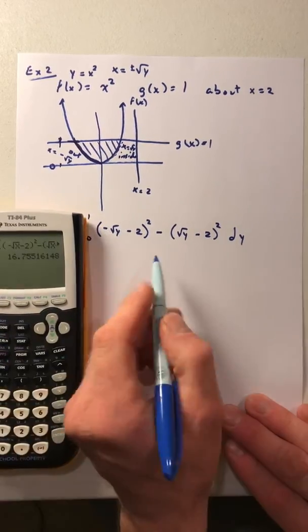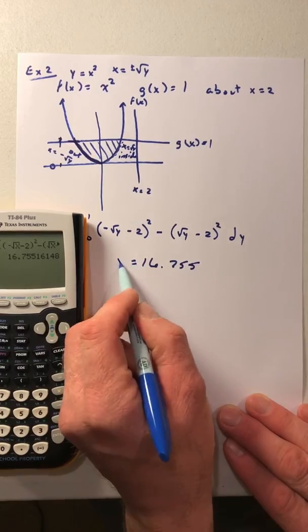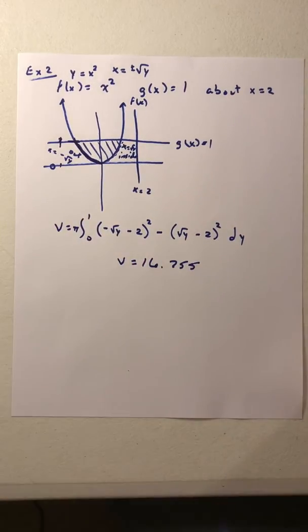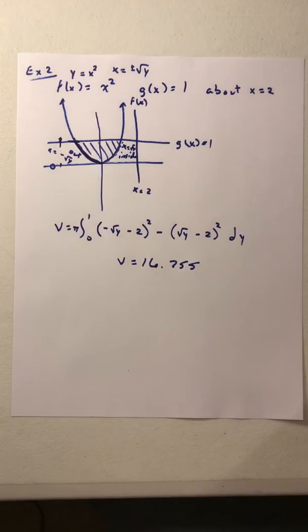We end up with a volume of 16.755. And that's going to be the figure here revolved around that x equals 2 line. And that's an example of one where we revolve it around a vertical line or we revolve it around a horizontal line.